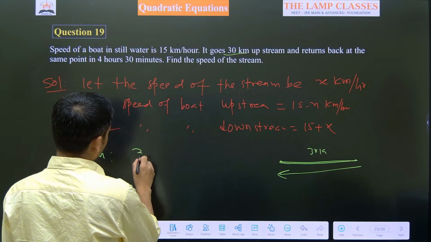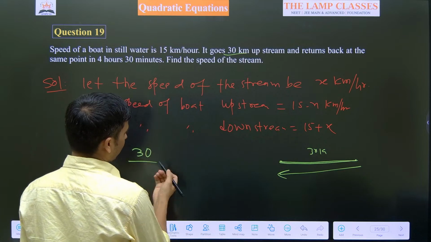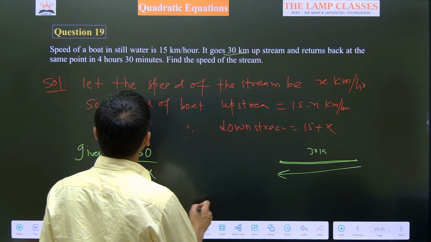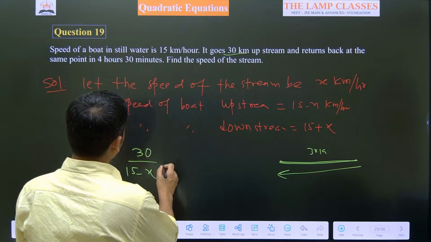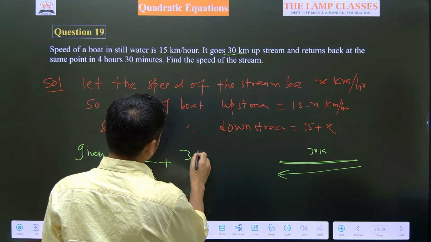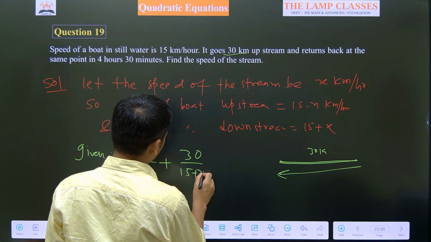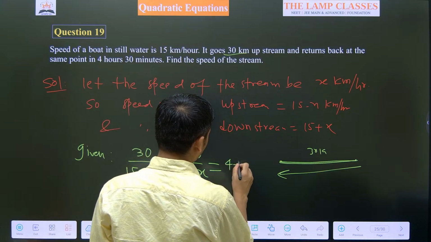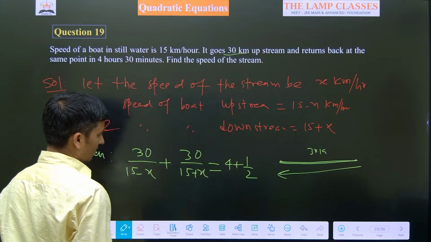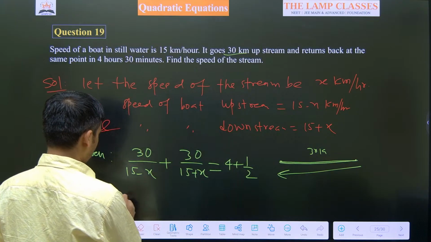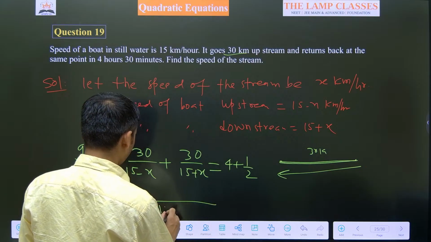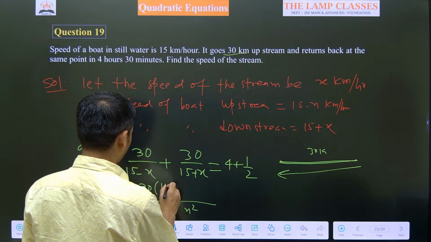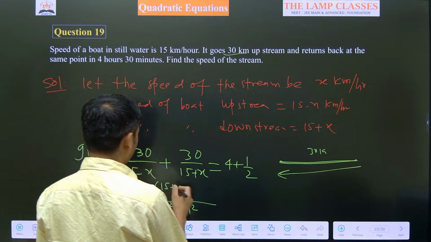So it will be 30 upon 15 minus x, this will be the time, plus the same distance it is covering at 15 plus x, right? And that is how much? 4 hours and 30 minutes. So 4 plus 1 by 2. Take LCM. We are taking 30 common, na?